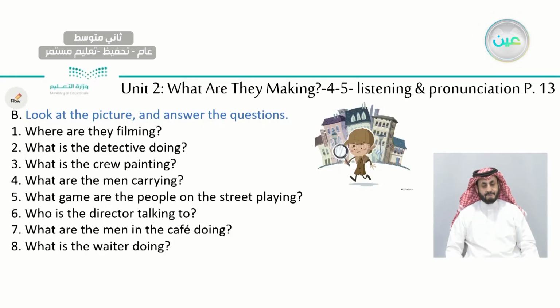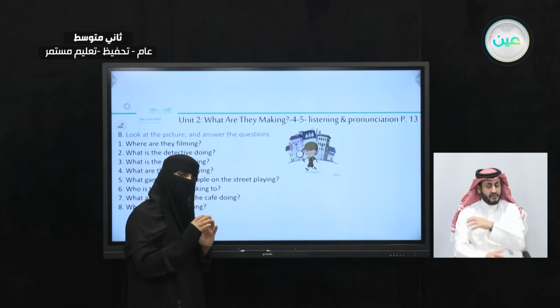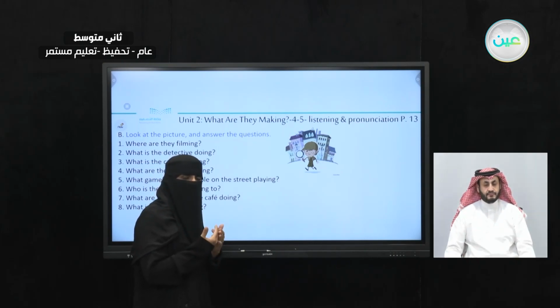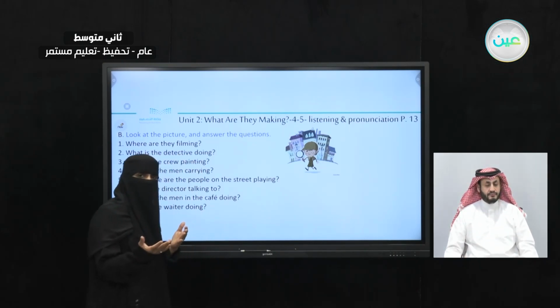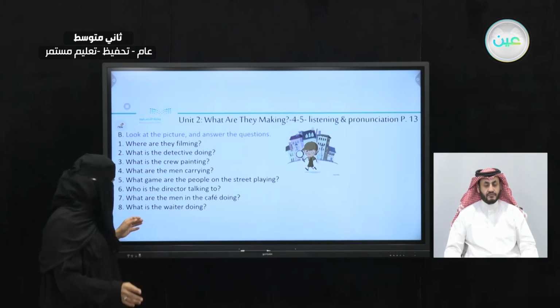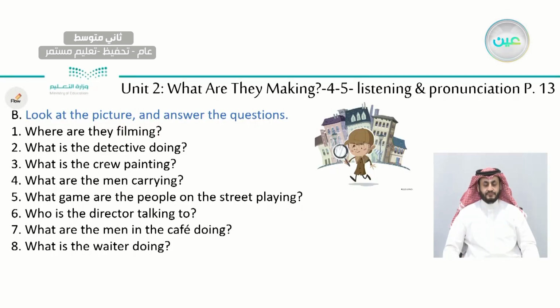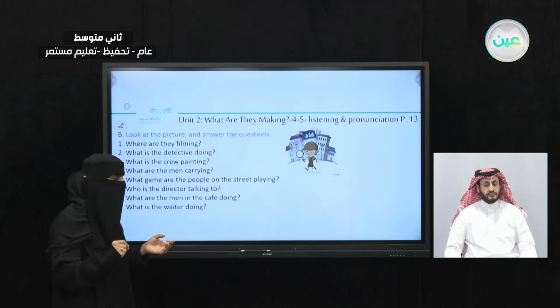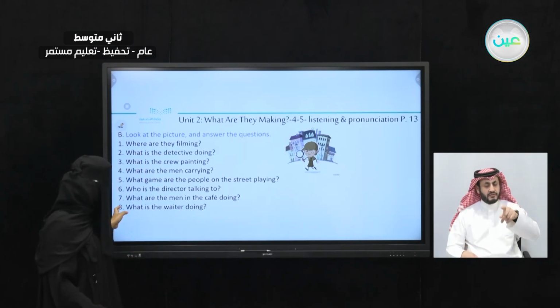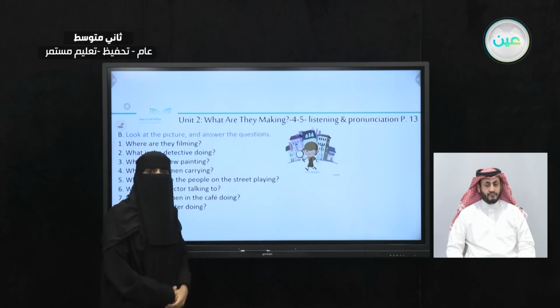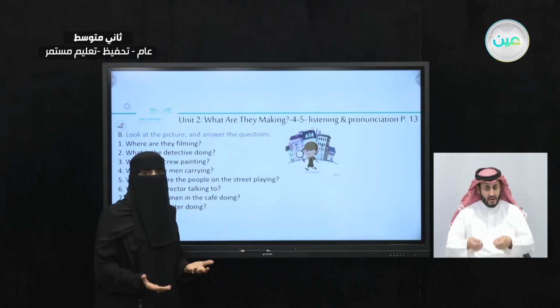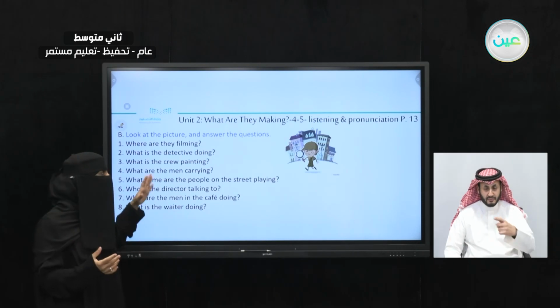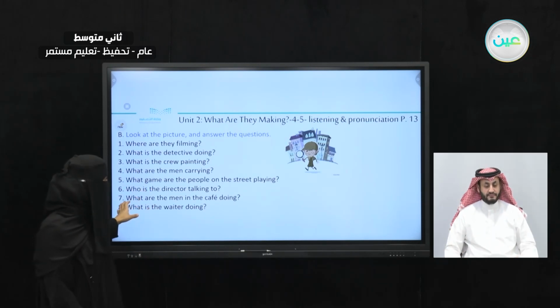Okay. Who is the director talking to? You see the director in front of the camera. The director is talking to someone. Who is he? Who do you think he is? He is the cameraman. Excellent. What are the men in the cafe doing? You see 2 men in a cafe. What are they doing? They are drinking coffee or drinking tea. Excellent. 8. What is the waiter doing? The waiter next to them, what is he doing? Look at the picture and try to answer these questions, okay?